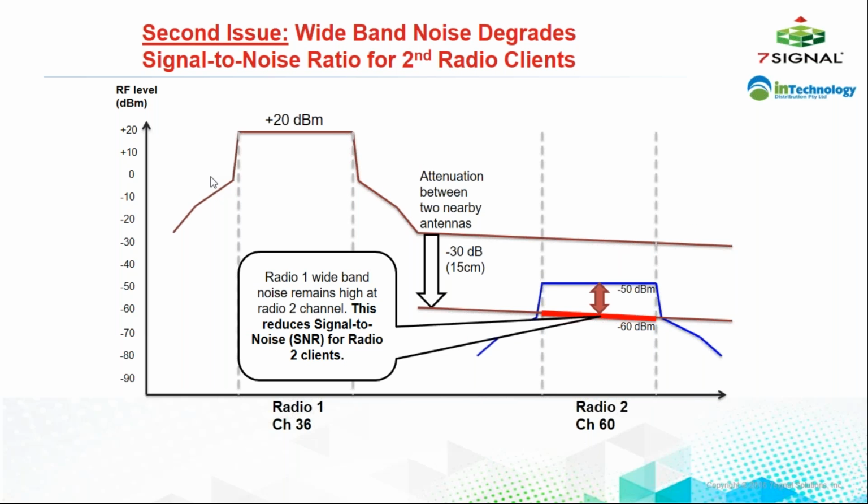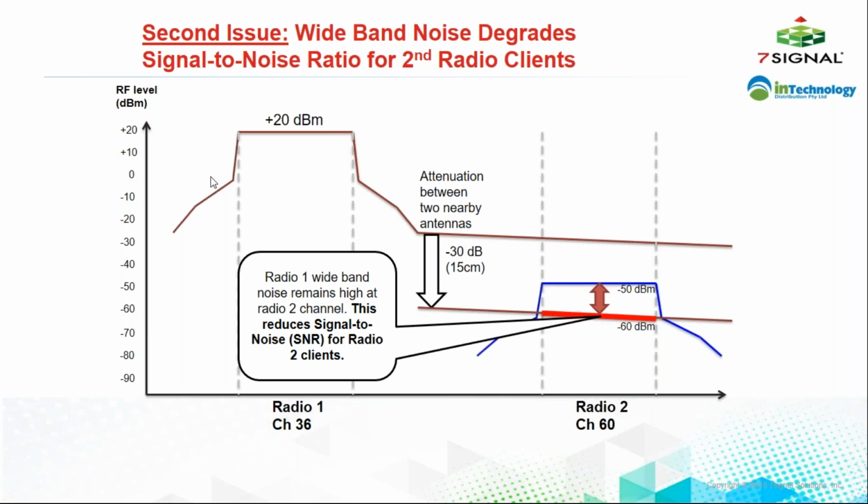Here's another example of what I'm talking about. The noise from that first radio is going to reduce the signal to noise ratio for any clients on that second radio by as much as 10 dBm. And in the process, you're not making that second radio really useful or efficient at all. So that's the problem.